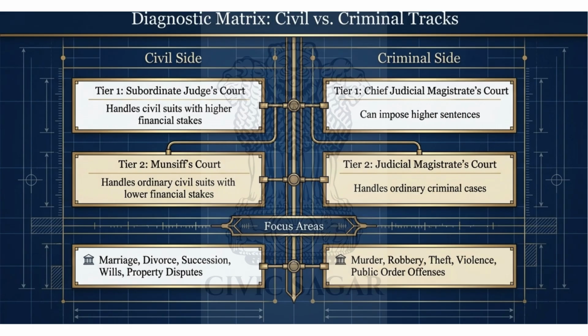On the criminal side, the tiers mirror this structure but carry penal power. Tier 1 is the Chief Judicial Magistrates Court, which holds the authority to impose higher criminal sentences. Tier 2 is the Judicial Magistrates Court, dealing with ordinary criminal cases. Their focus areas target threats to public peace and safety, including murder, robbery, theft, violence, and public order offenses.